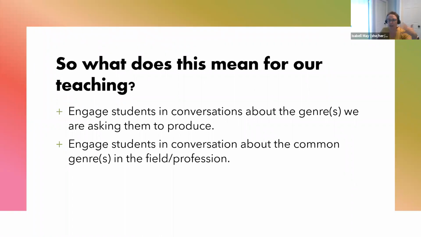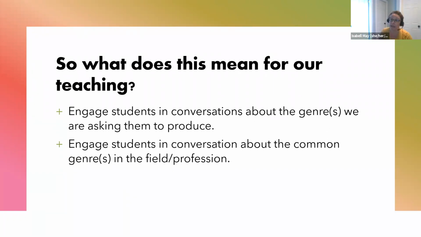But again, these conversations about genres, and part of that conversation is providing a sample text, like here is a good paragraph, and this is why it's good. That's why it works well. Engage students in conversation about the common genres in the field or profession, right? So what are some common genres students have to write?